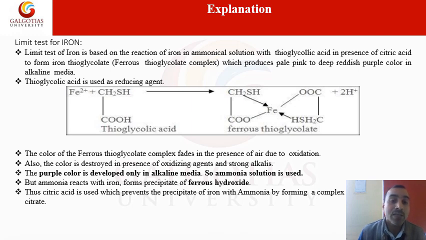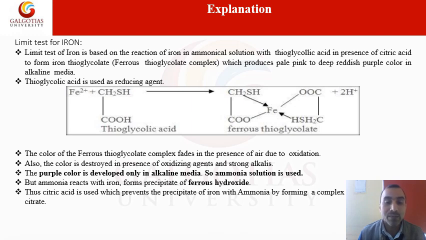And thioglycolic acid is used as a reducing agent. Here we are saying that when iron Fe2+ is treated with thioglycolic acid in the presence of alkaline media, an ammoniacal solution of citric acid, it will give ferrous thioglycolate, which is a complex compound. Due to this complex, it gives a pale pink to pale reddish purple color. The color of the ferrous thioglycolate complex fades in the presence of air due to oxidation. Also the color is destroyed in the presence of oxidizing agents and strong alkalis.